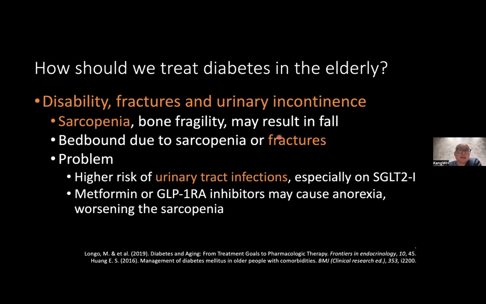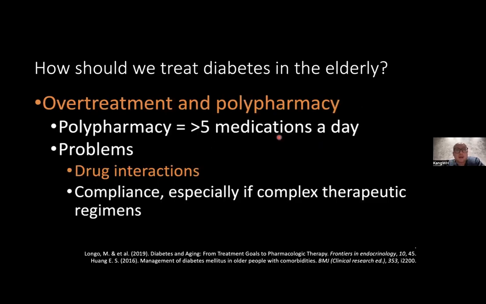If you put them on certain medications like your SGLT2 inhibitors, then this patient may get a higher risk of genital infections or urinary tract infections as well. And we know that a lot of elderly succumb to UTIs, where they end up with deliriums and then a prolonged hospital stay, etc. And other medications like metformin or GLP-1 receptor agonists may actually cause anorexia. So the patients may have a poor appetite, they don't eat well, and they end up losing muscle bulk, which worsens the sarcopenia.